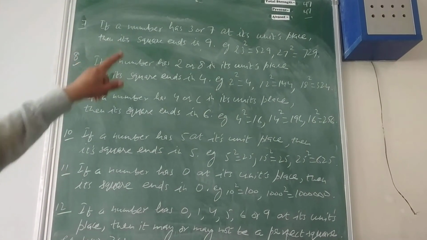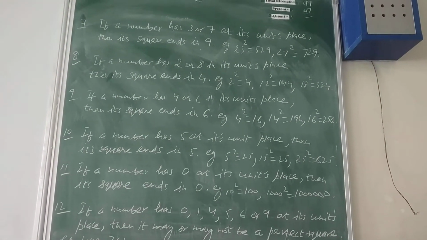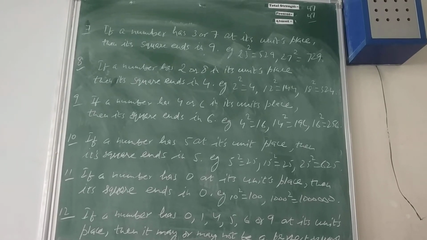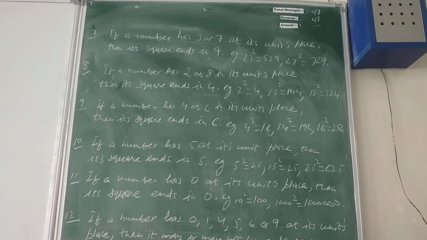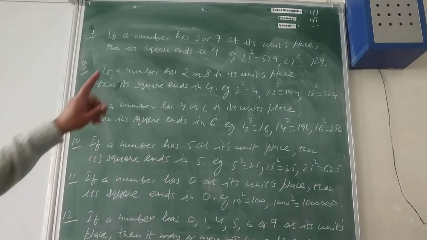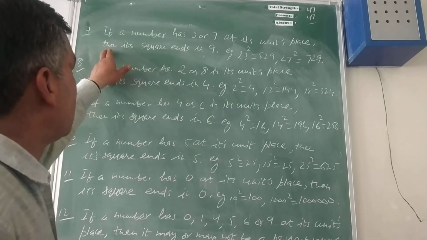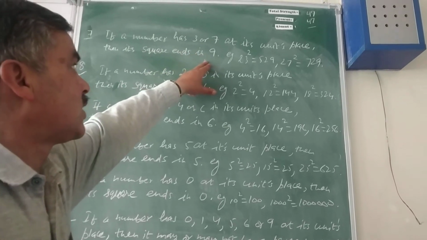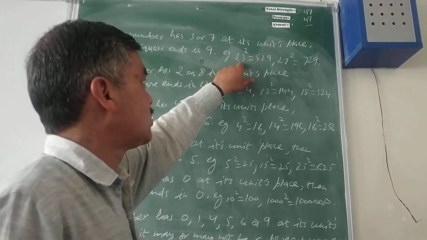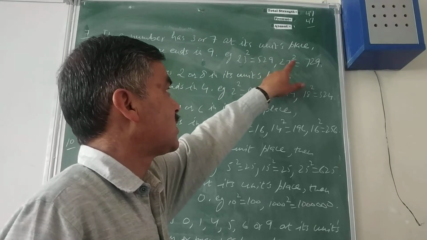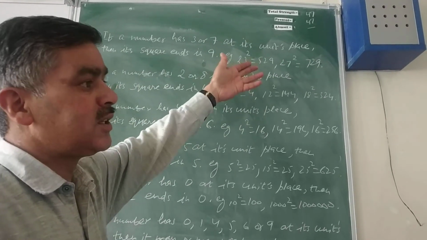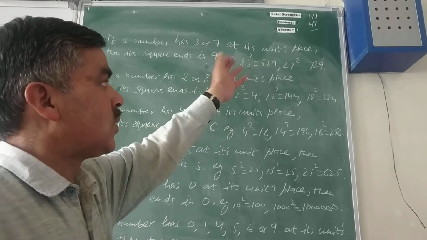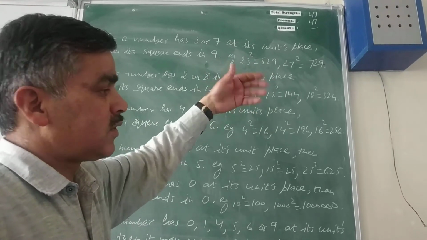Property number 7 tells that if a number has 3 or 7 at its units place. Now I am getting the number, there I said 1 or 9, now I am taking 3 or 7. So if 3 or 7 is there at units place, so their square will always end in 9. Like the example I have given, 23 square will be 529 and 27 square will be 729. Because 23 into 23, 3 3s are 9. 27 into 27, so 7 into 7, 49.